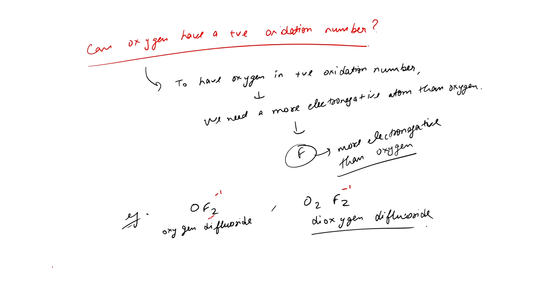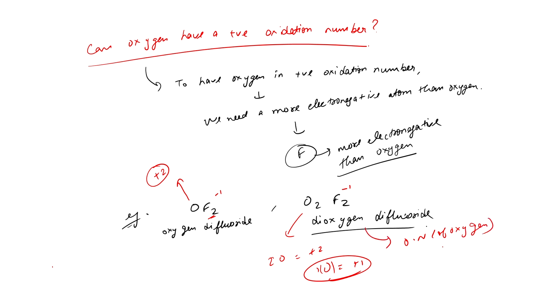So, for two fluorines, what is the total charge? -2. That means oxygen will have an oxidation number of +2. Here, one fluorine has -1, two fluorines have -2. That means two oxygens will have a +2 charge, so one oxygen will have +1. So, if someone asks the oxidation number of oxygen in this case, it is +1.